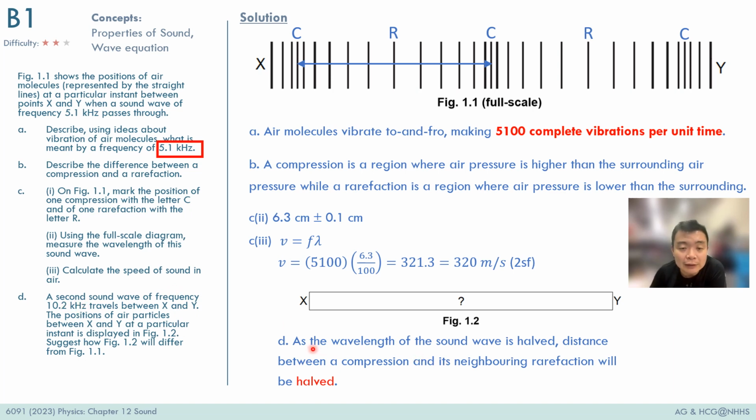So over here I wrote that the wavelength is half. So what is the implication when the wavelength is half on this kind of diagram? It means that the compression to compression distance will be half also. That's what I'm writing here. So basically, this arrow here will not be so long anymore. It will be half the distance. And from X to Y, which is the same distance, you will expect to see twice as many rarefactions as before. There are more cycles within X and Y.